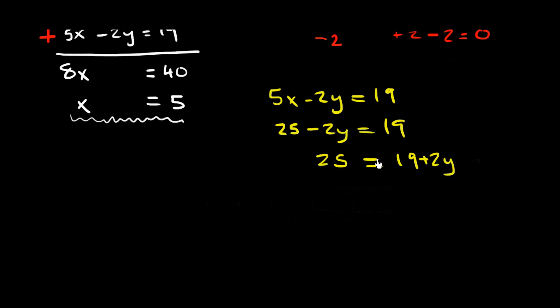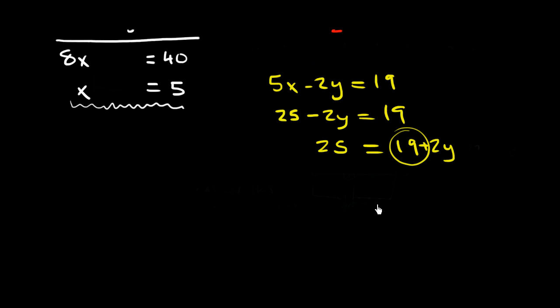Now what do I want to move next? The 19, because I want to leave the y alone. So it's adding the 19, so I want to remove 19 from both sides. 25 minus 19 is 6, and here I'm left with just the 2y because the 19 disappeared.